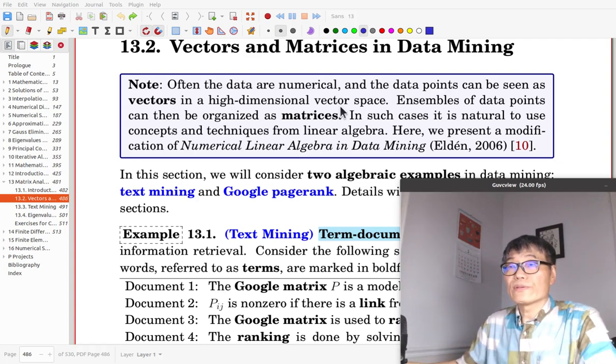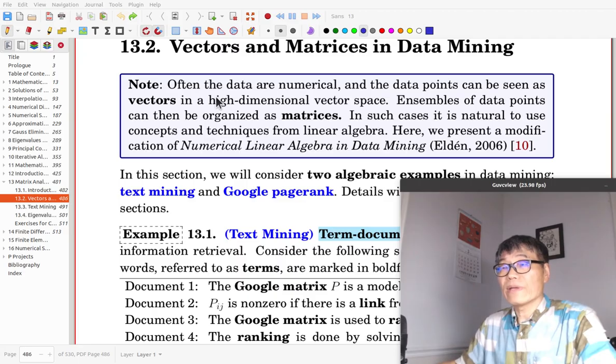Section 13.2, vectors and matrices in data mining. It's often the case that the data are numerical and the data points can be considered as vectors in a higher dimensional vector space. Stacking of such data points can be organized as matrices. In such cases, it's natural to use concepts and techniques from linear algebra.